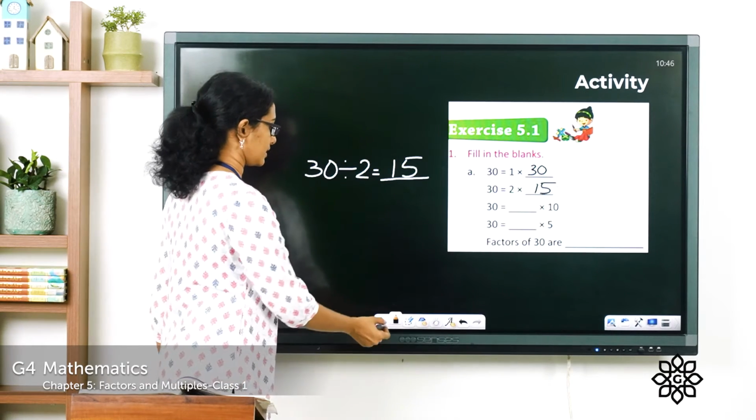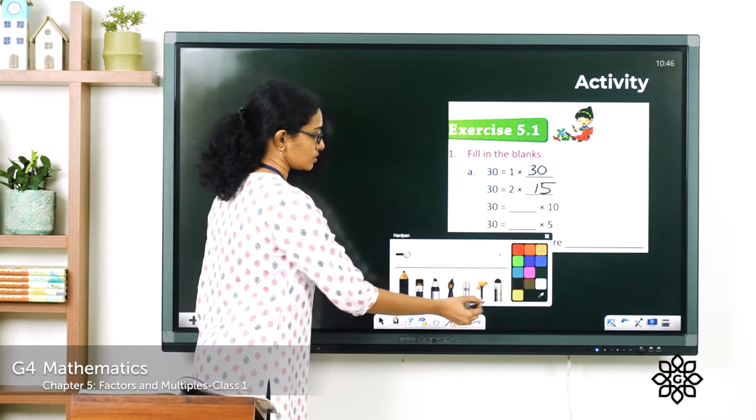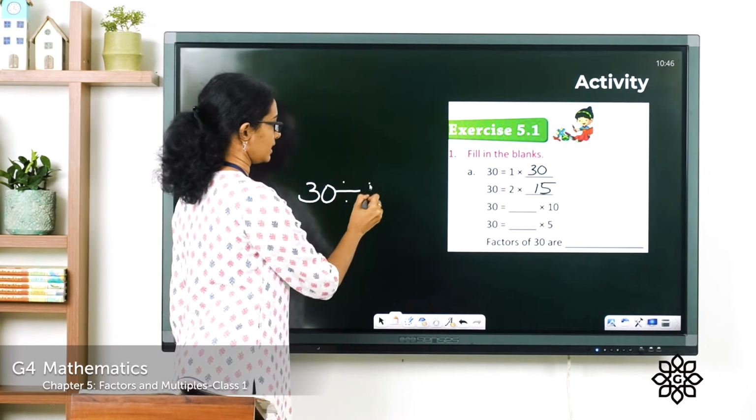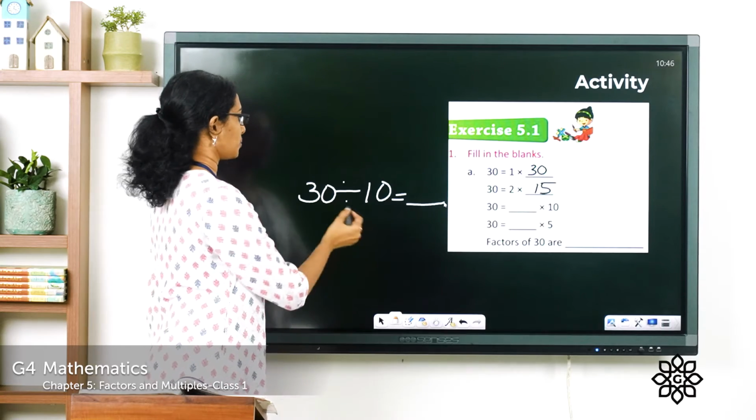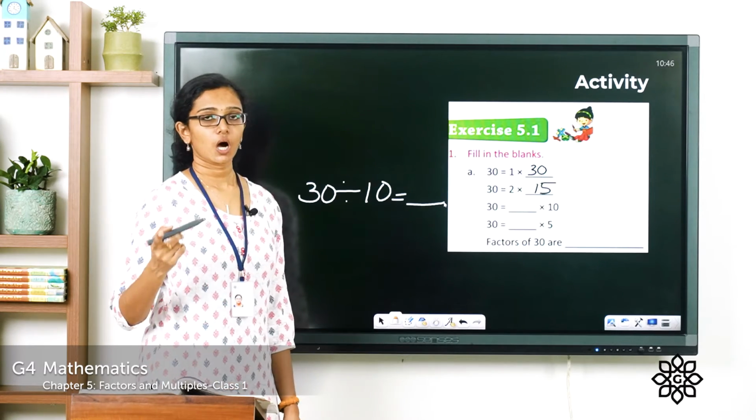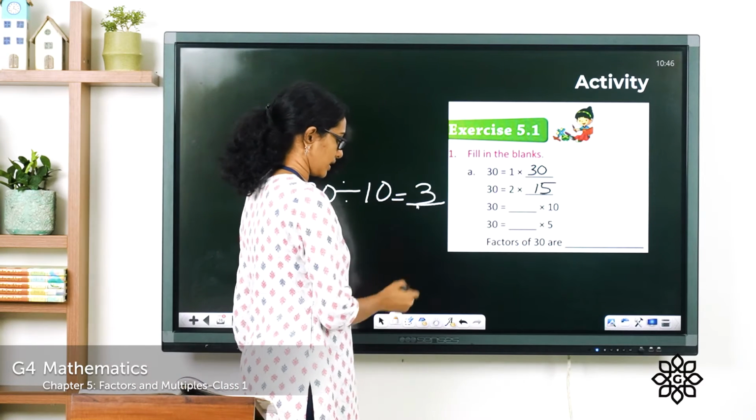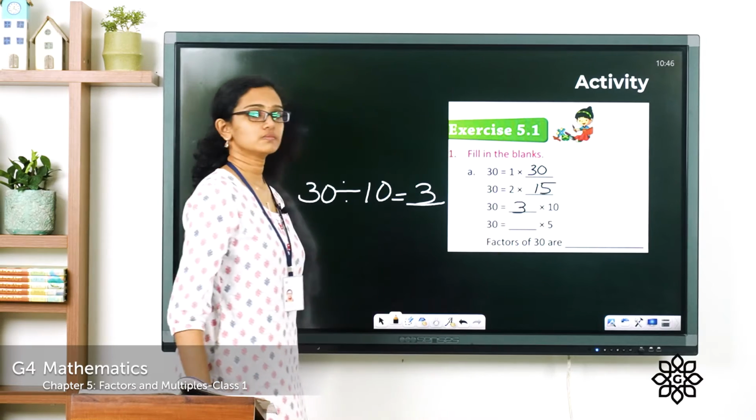Now what about the next one? 30 is equal to dash into 10. 30 divided by 10 is equal to dash. Clear? What is 30 divided by 10? How many 10s will go in 30? 3, right? So what should we write here? 30 is equal to 3 into 10.